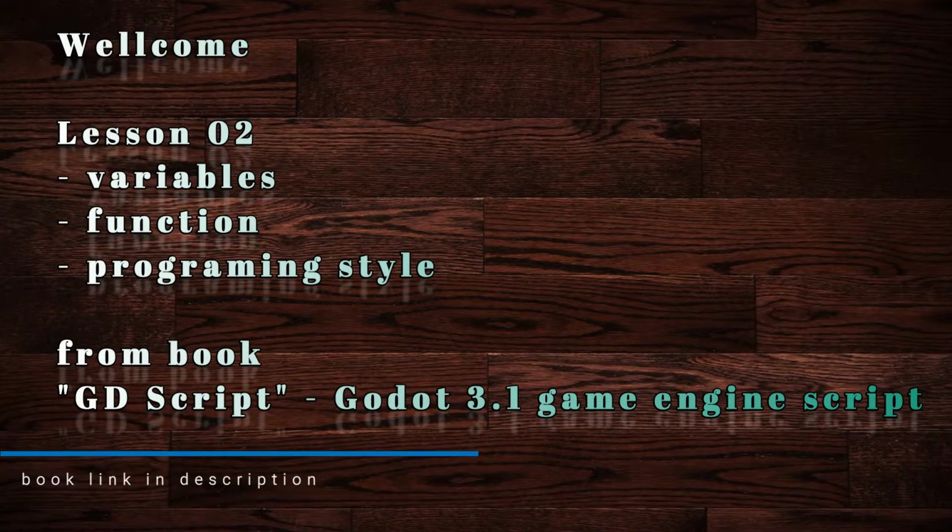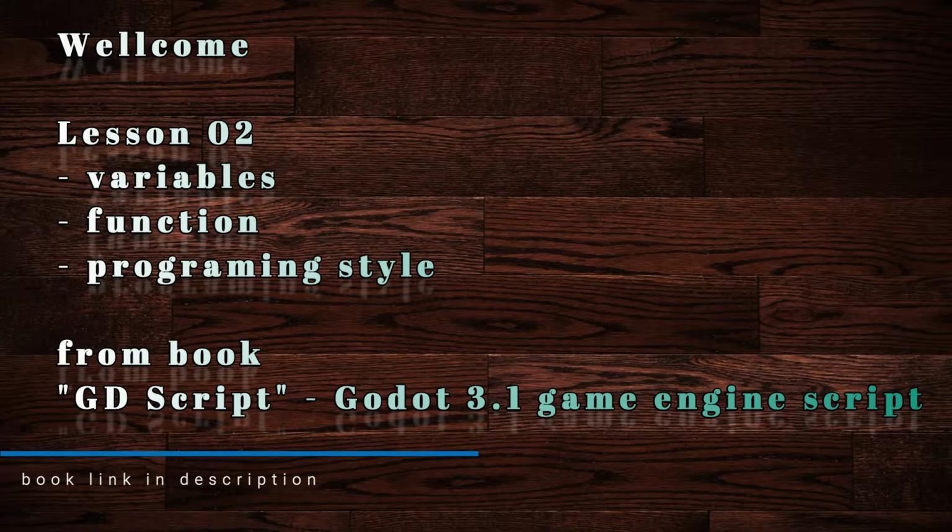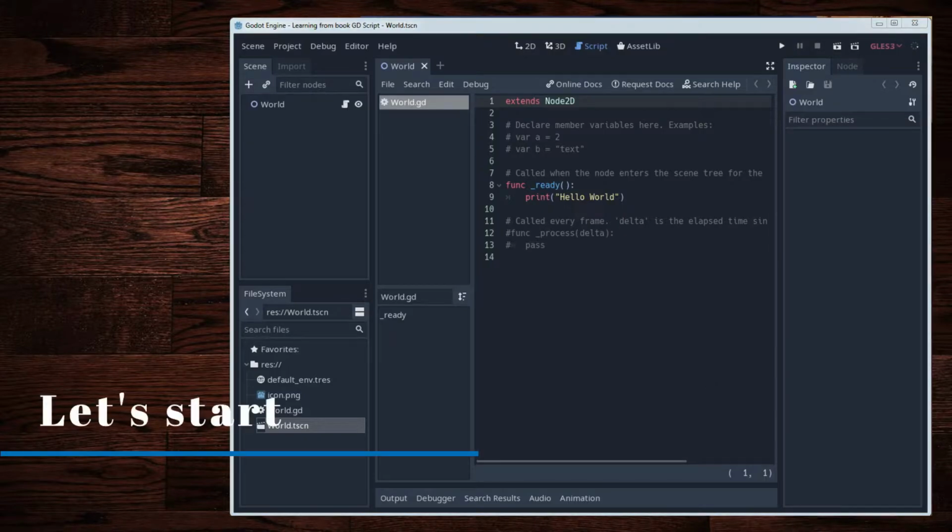Lesson 2. Variables, functions, programming style. And we will talk about integers, strings, declaring a new function, calling a new function, and using the onReady function. So let's start.